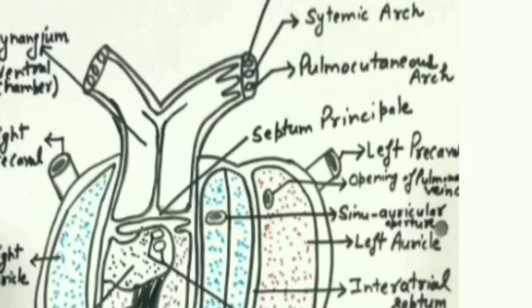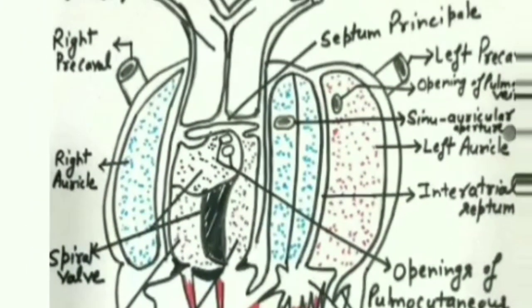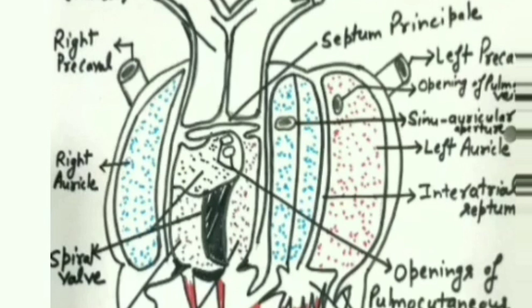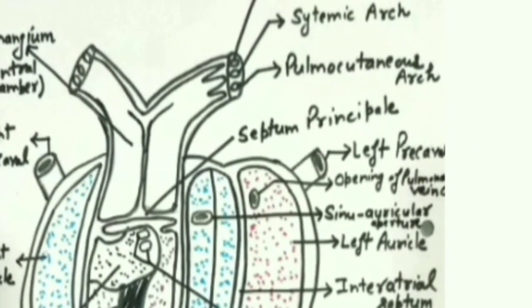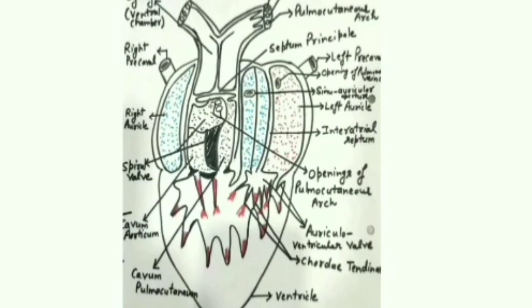So keep in your mind, there are two accessory chambers, sinus venosus and truncus arteriosus. Sinus venosus is present on the dorsal side and truncus arteriosus on the ventral side. Truncus arteriosus further has two parts, phalangium and synangium. Phalangium has cavum pulmocutaneum and cavum aorticum separated by a spiral valve, and synangium has a dorsal and ventral chamber separated by septum principale. So in total there are 5 chambers, I told you: three true chambers and two accessory chambers, and that together makes up the structure of the heart.